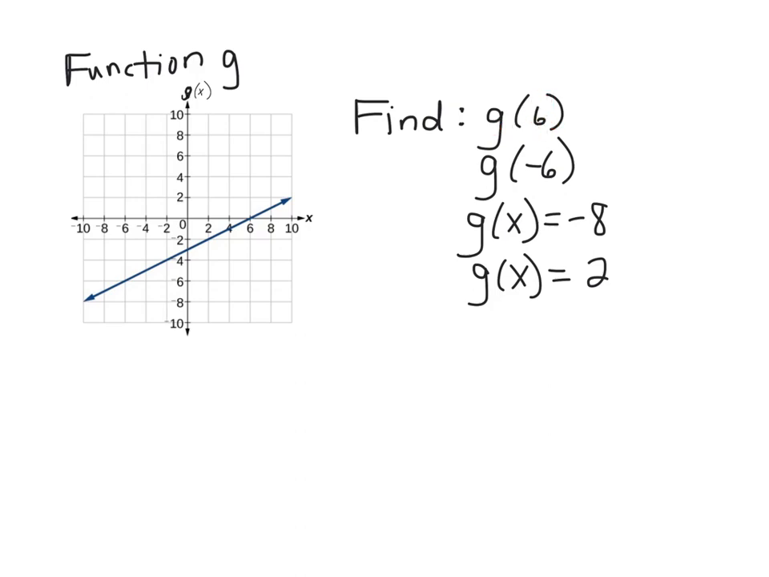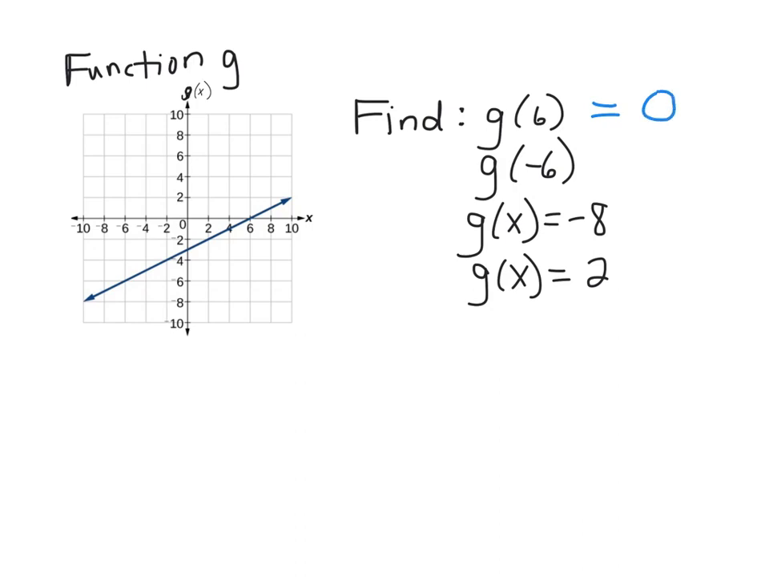So what they're saying is to go on function g to where x equals 6, and we want to know what the y value is. So we're going to go to function g on the x-axis to where x equals 6. And where x equals 6, our y value equals 0. So we're going to say g of 6 equals 0.